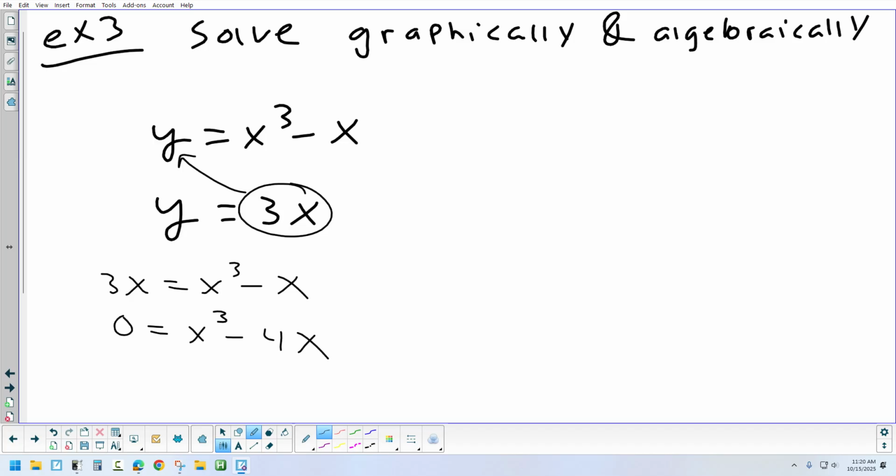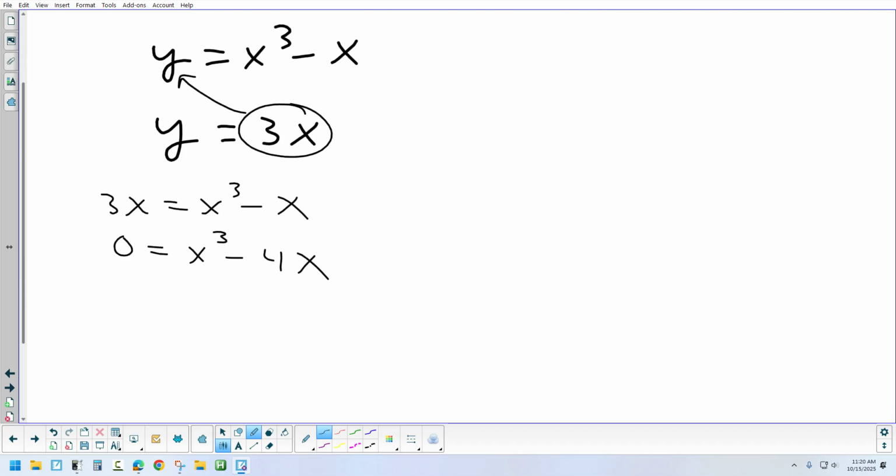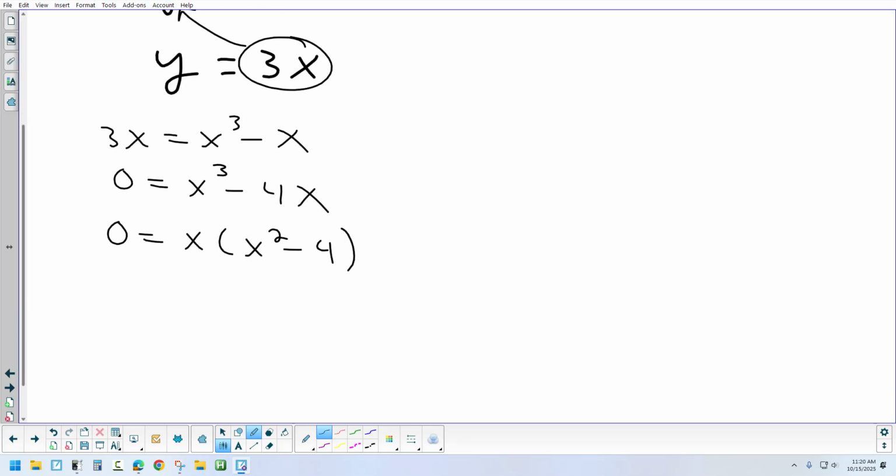Okay, so we move the 3x to the other side. Now, what would be my next step on the right-hand side? Yeah. We should factor. What would you factor out? x. Yeah, factor out an x. Okay, so we factor the x out. What would we do now? Yeah. Take the x squared minus 4, make it into x plus 2 and x minus 2. Yeah, so factor your difference of 2 squares.